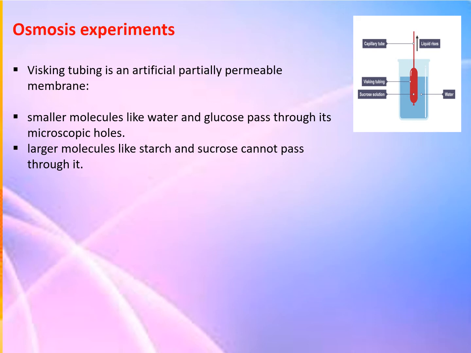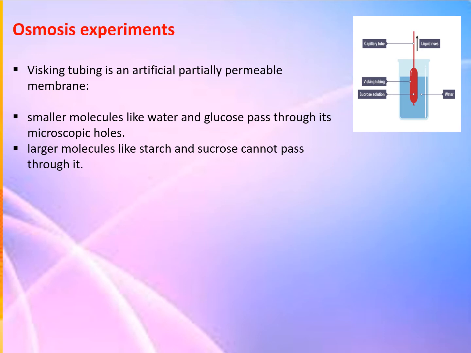Visking tubing is partially permeable. You know, only water molecules can pass through it. Yes, children, we can observe that inside the Visking tube the sucrose level is going up, rising. What is the reason? This movement is due to osmosis.